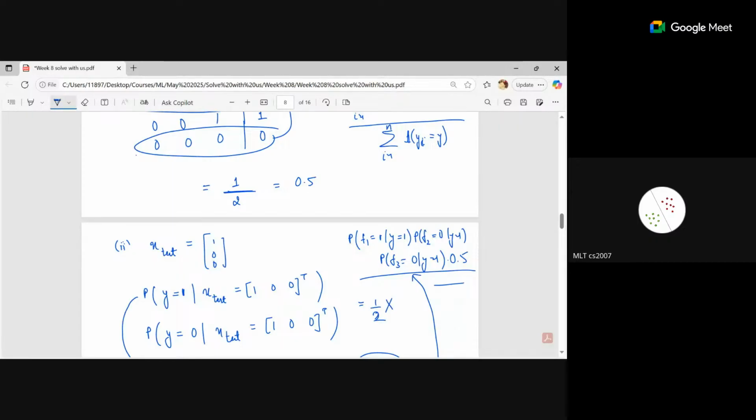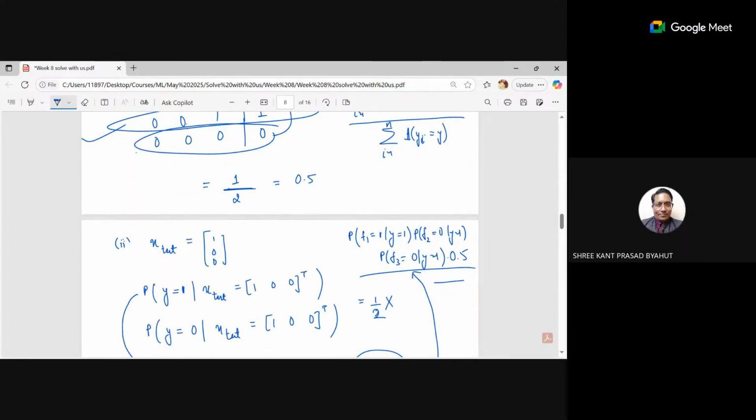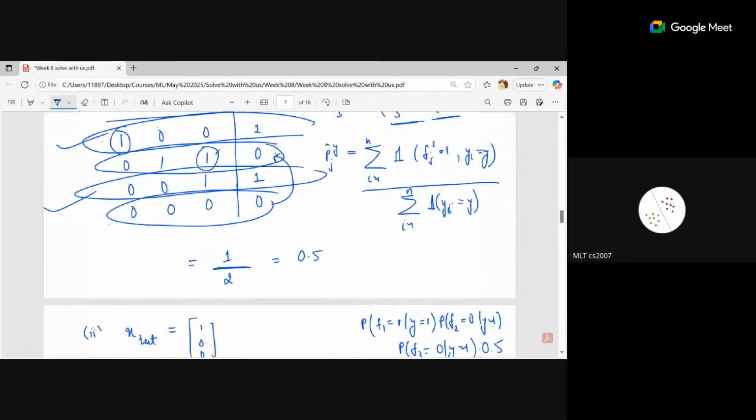Then given y is equal to 1, f2 is equal to 0. That is given y is equal to 1, so you have to look at these two only. Out of these two, both have the entry as 0 for f2. So this is going to be 2 by 2, which is 1. Now f3 is equal to 0 given y is equal to 1. Again, that is going to be 1 by 2.